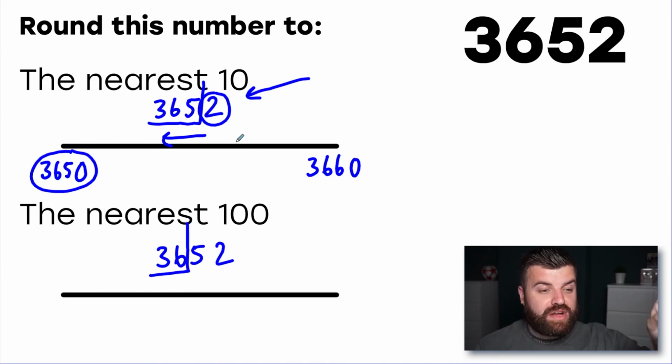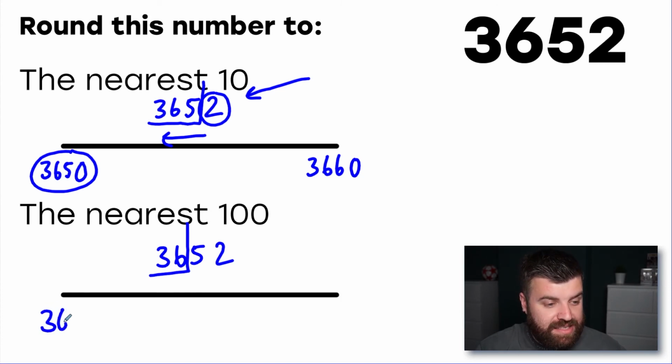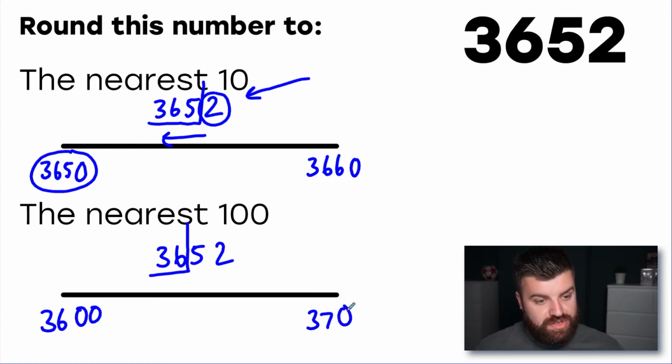So instead of 365 tens, which I had at the top, I now have 36 hundreds. So 2 place value holders to go there. What's after 36? You guessed it, it's 37. 100, so 2 place value holders to go in there.